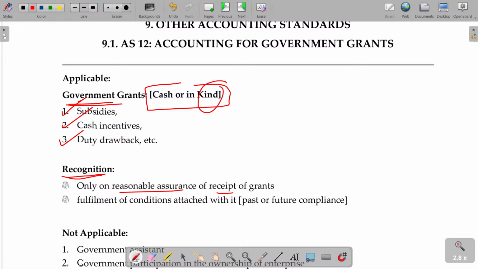Whenever anything is supposed to be receivable, there should be a guarantee of receipt. So reasonable assurance of receipt and fulfillment of conditions. If there are any conditions to fulfill, you must have the power to fulfill the condition. Only then will it be recognized. If the condition seems to be non-fulfilled at all, then what is the purpose? You have to refund. You should not consider this as your subsidy.